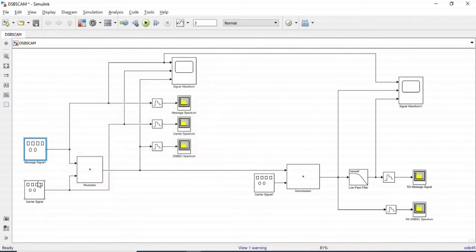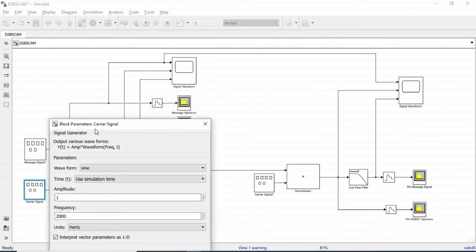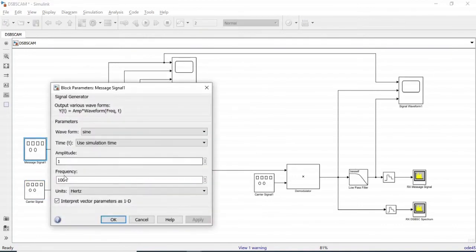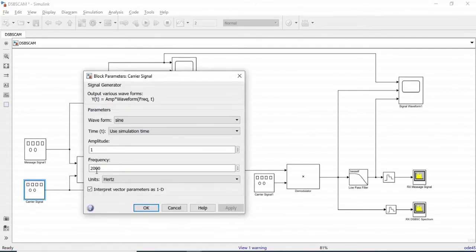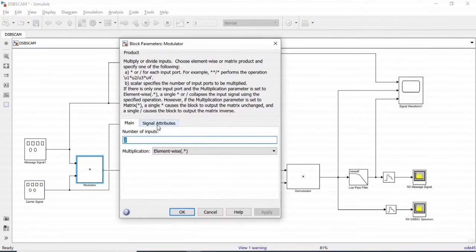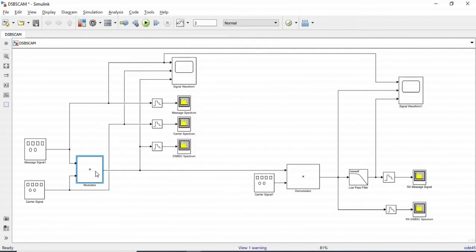Then again I use the same block, that is a signal generator, but now I use it as a carrier, that is c(t). Again a sine wave operating at 2000 Hertz. So this was at 100 Hertz. The carrier signal is operating at 2000 Hertz, that is 2 kilohertz. Next I have a modulator. So in the modulator, I have fed the message signal and the carrier, and then the output of this modulator is basically a double sideband suppressed carrier signal, right?